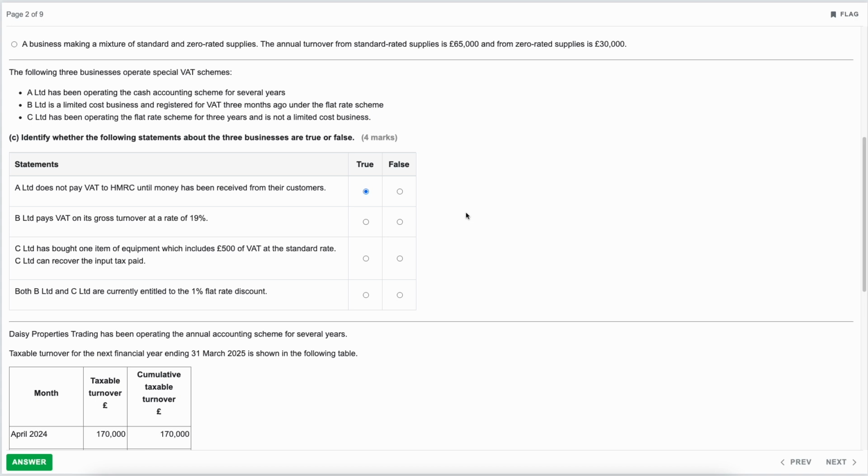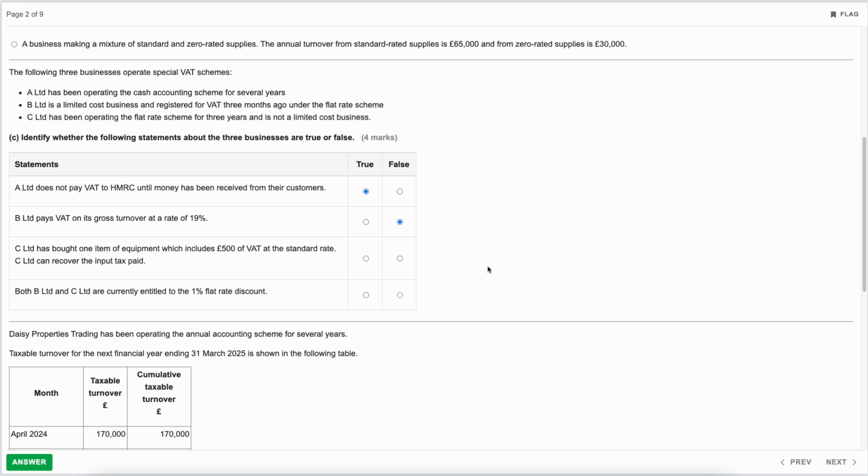The next one, B Limited pays VAT on its gross turnover at a rate of 19%. So let's have a look at the statement for B Limited. So B Limited is a limited cost business and registered for VAT 3 months ago under the flat rate scheme. Now, a limited cost business is charged a flat rate of 16.5%. Now this statement says that they would pay 19%, and therefore that one would be false.